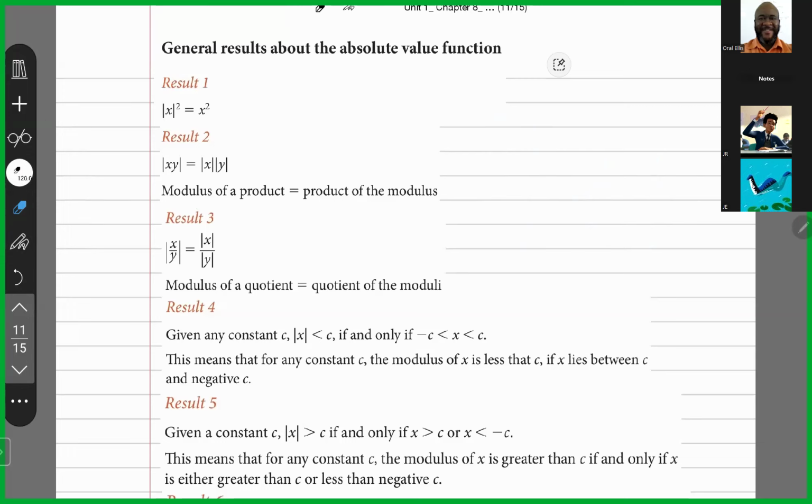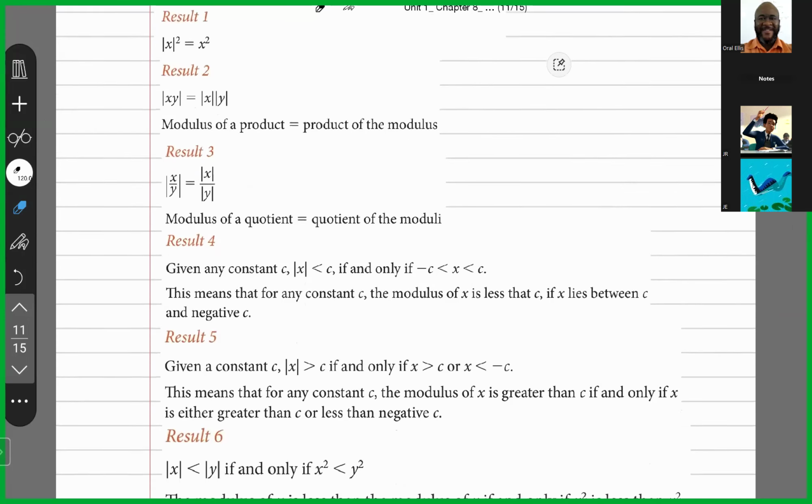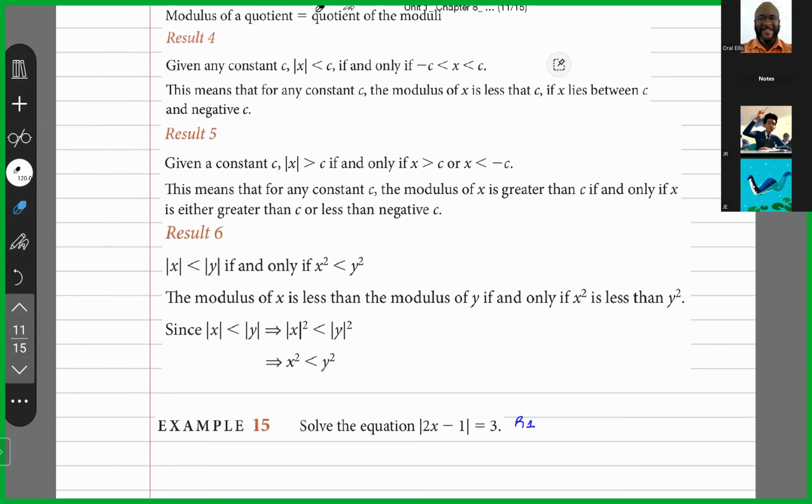Result 5 says, given a constant c, the mod of x is greater than c if and only if x is greater than c or x is less than minus c. Again, that's a result that you could come across for yourself.